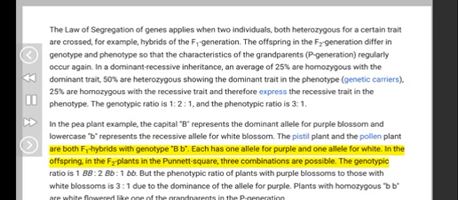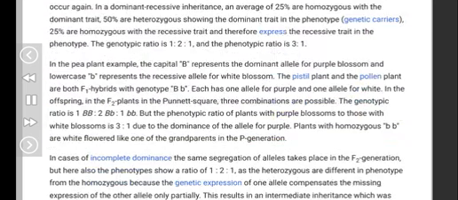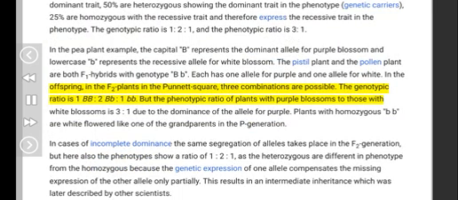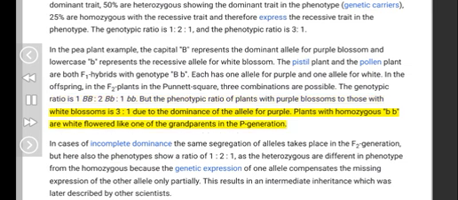In the offspring, the F2 plants in the Punnett square, three combinations are possible. The genotypic ratio is 1 BB, 2 Bb, 1 bb. The phenotypic ratio of plants with purple blossoms to those with white blossoms is 3:1 due to the dominance of the allele for purple, and with homozygous bb, white flowered like one of the grandparents in the P generation.